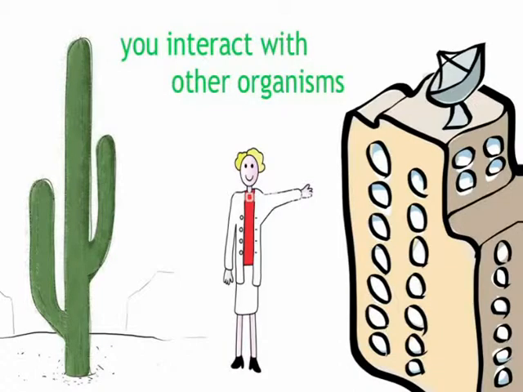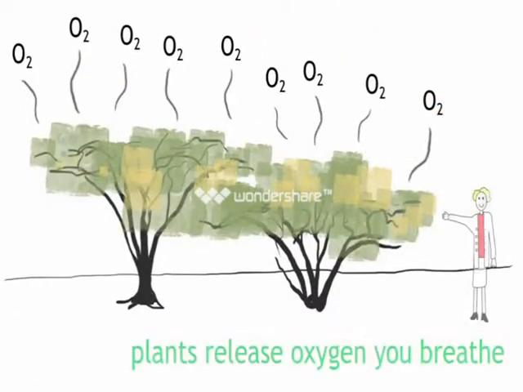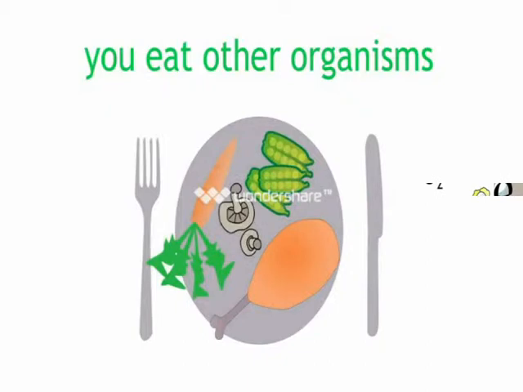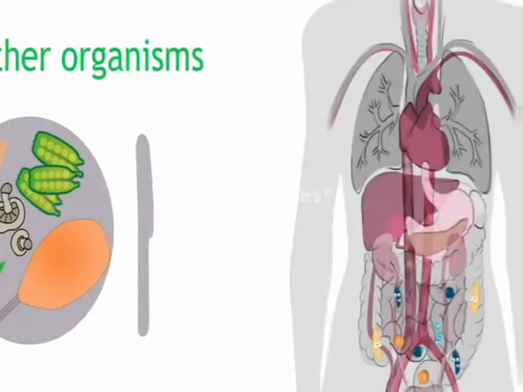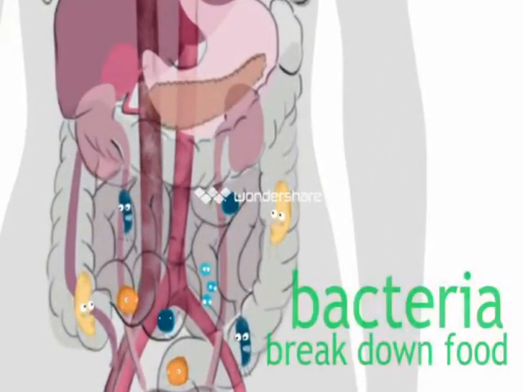You have to survive. You breathe oxygen that's been released into the air by photosynthesizing plants. You eat animals, plants, and even fungi as nourishment for your body. And once that food is in your body, bacteria that live inside of you break it down so your body can use it.